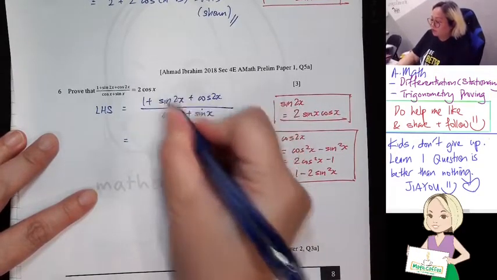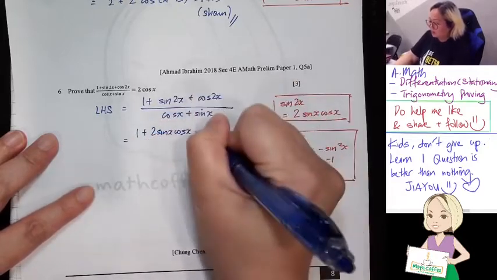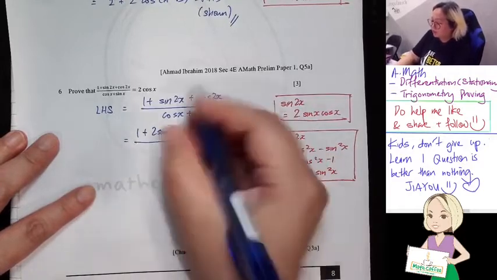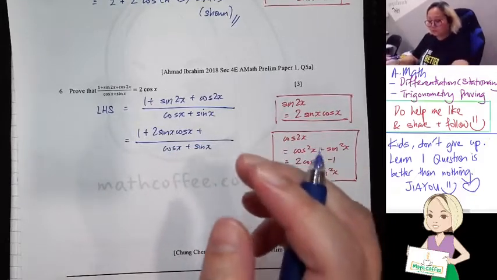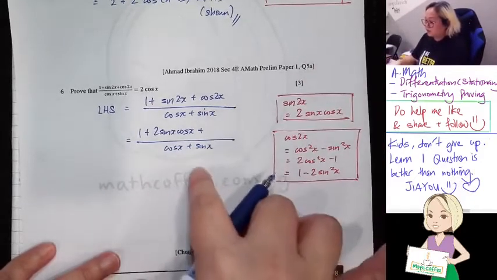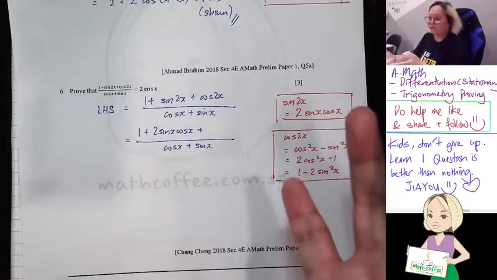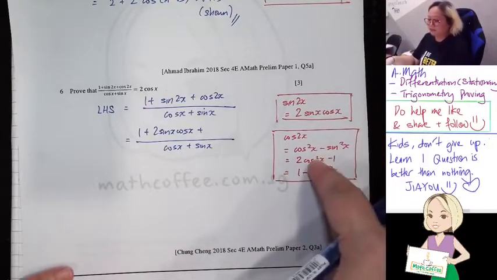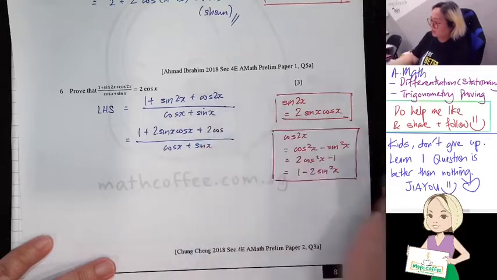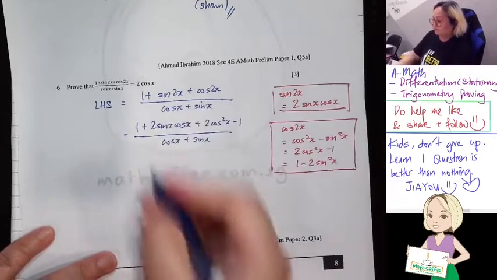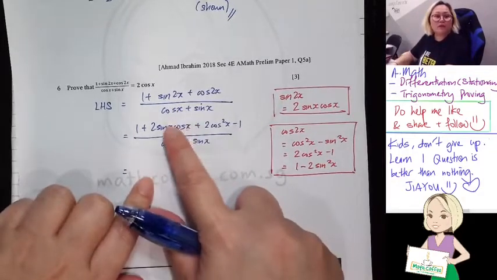First, change our sine 2x, so it is 1 plus 2 sine x cosine x. Now, I don't know which one I need to change here; the denominator is cosine x plus sine x. Easy. Look at the right hand side. My right hand side is cosine x, so I want to have as many cosines as I can. So for this cosine 2x, I'm going to choose the second one, so it becomes 2 cosine square x minus 1. Do you see the 1 minus 1 disappears? I'm only left with 2 terms.